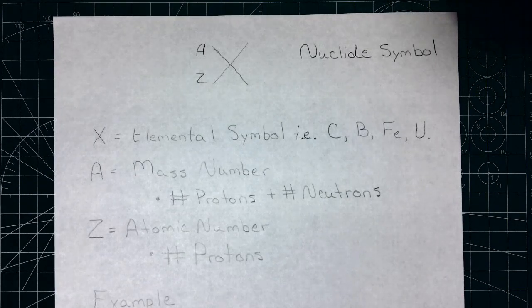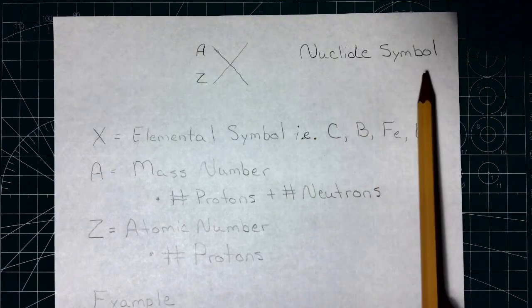Hello everybody. This week's unit we're going to be talking about nuclear reactions. Unlike chemical reactions, nuclear reactions don't involve the rearranging of chemical bonds between atoms, but instead a rearrangement of the nuclei within an atom. And to talk about this, it is convenient for us to introduce a little bit of new notation for ourselves, called the nuclide symbol.